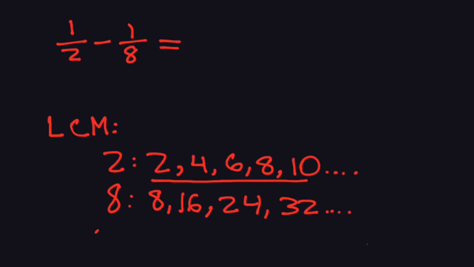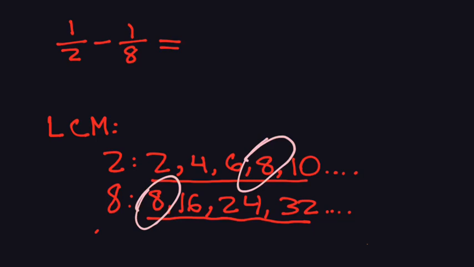Okay, so we are going to look at these two numbers' multiples. We are going to see which multiples they share, and we are going to find the smallest multiple that these two numbers share. And that is what the least common multiple is. So when I look at these multiples, I see that they share 8 and 8. These are the two multiples that 2 and 8 share, and this is the smallest number I could find that they share. So now I know that the least common multiple of 2 and 8 is 8.